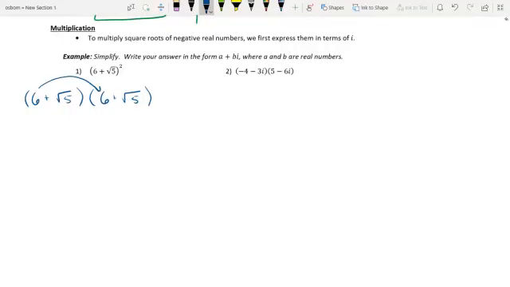That gives me 6 times 6, which is 36, plus 6 times the square root of 5, so plus 6 square root of 5. Then I take the square root of 5 times 6, so plus 6 square root of 5 again. And then square root of 5 times square root of 5 simply leaves me with 5.